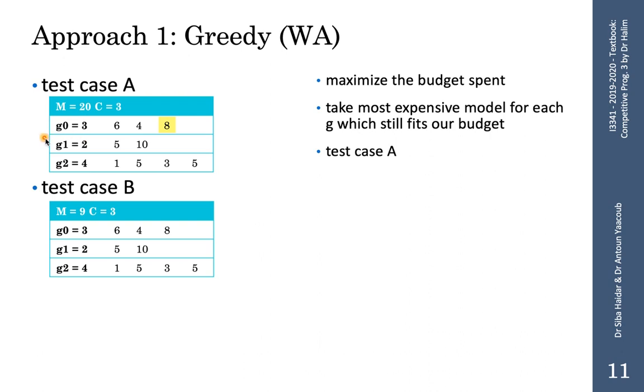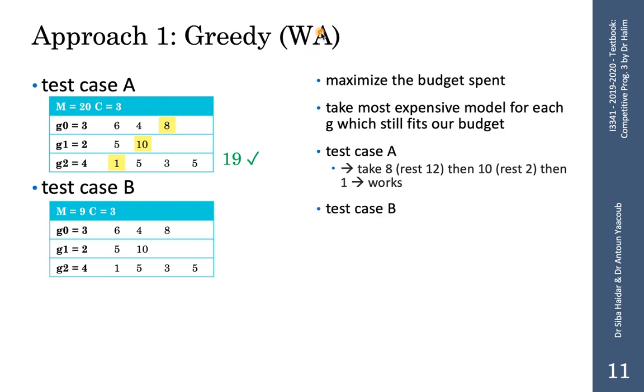For the next subproblem, we still have 20 minus $8, which is $12, and we want to buy one of these possible models. So we will choose the most expensive one, which is 10, and we will still have 12 minus 10, which gives us $2. For the next iteration with $2, I can only buy the garment with the price 1, and this is a good solution. This makes me spend $19, which is an optimal solution.